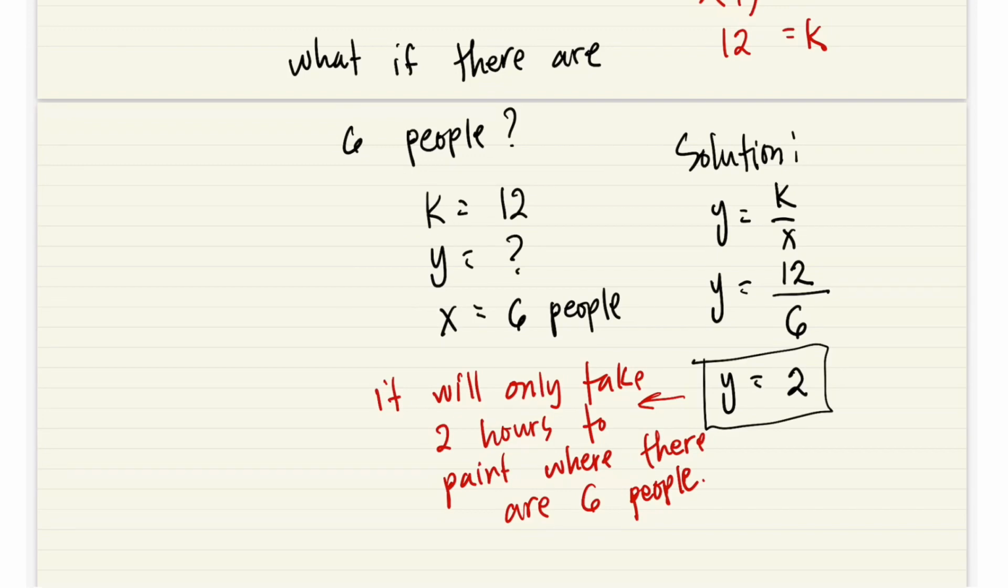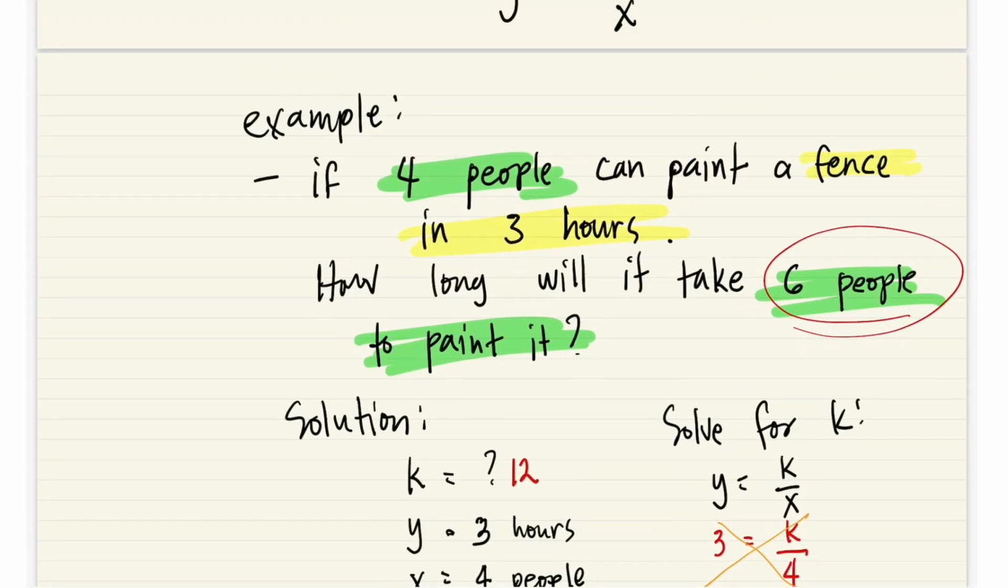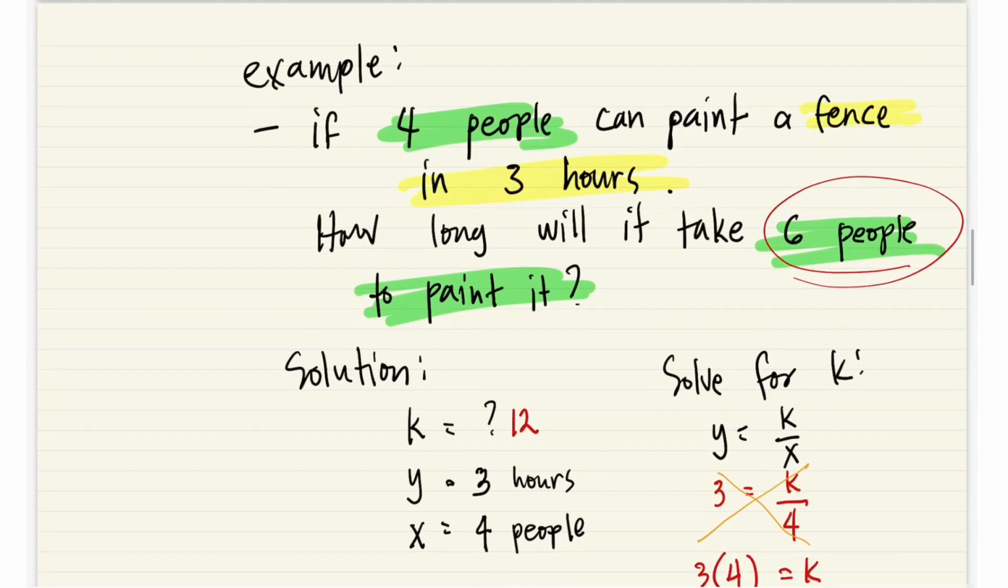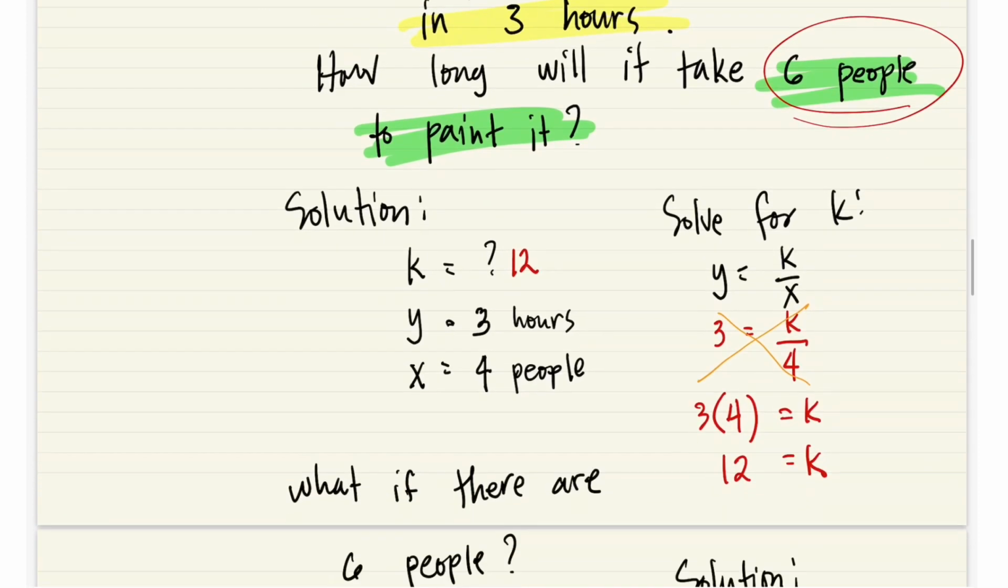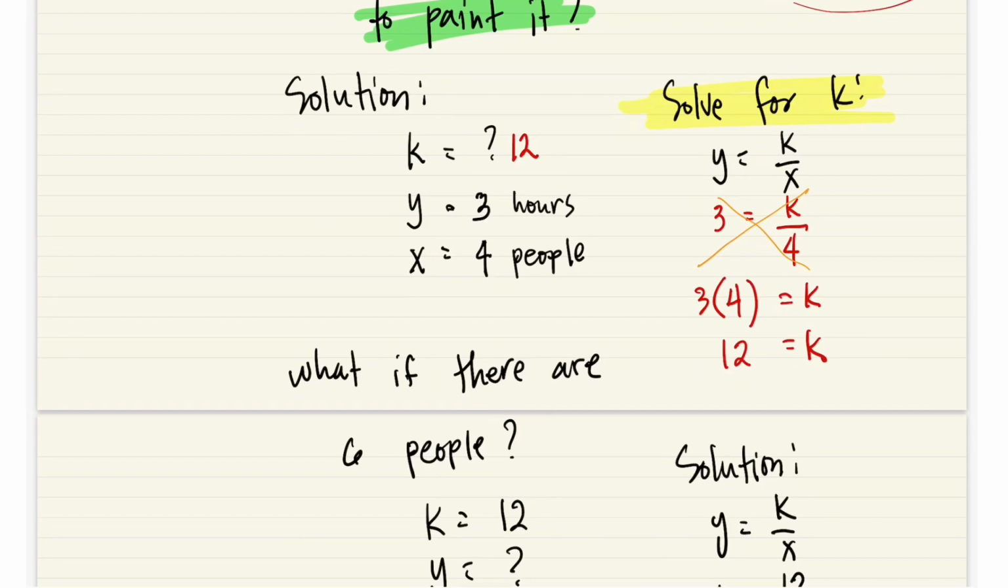Okay, so from the question, if 4 people can paint a fence in 3 hours, how long will it take for 6 people to paint it? First, you solve for K. That's the first thing that you need to do, because we don't have a constant. So how are we going to do that? We use the first given. That's 3 hours for Y and 4 people for X.